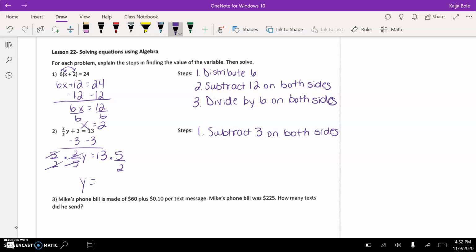Now, of course, this isn't very pretty, multiplying by a reciprocal, because then we end up with 13 times 5, can't do any cross division. So in the end, you would get 65 halves. So the second step would be to multiply by the reciprocal, 5 halves, on both sides.